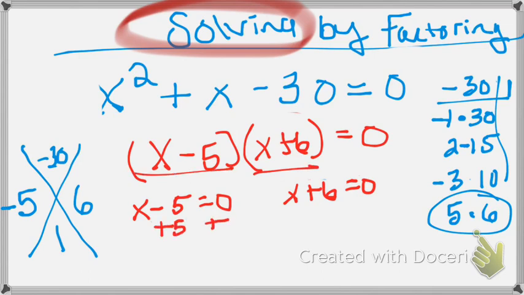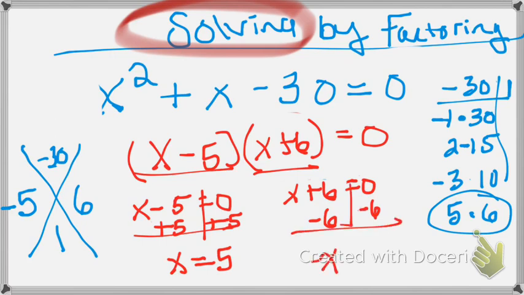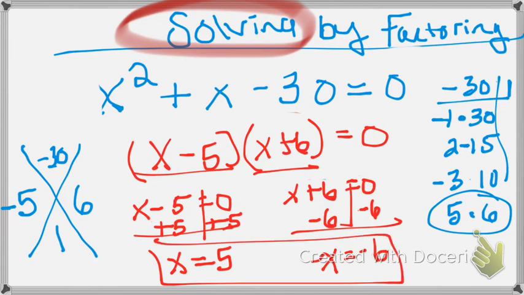Add 5 to both sides on this one. x is equal to a positive 5, and then subtract 6 from this side. That will give me x is equal to a negative 6. And that is solving by factoring. Those are my two solutions for x.